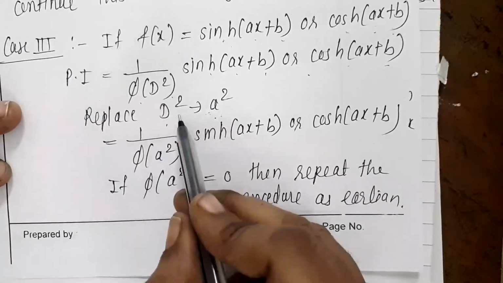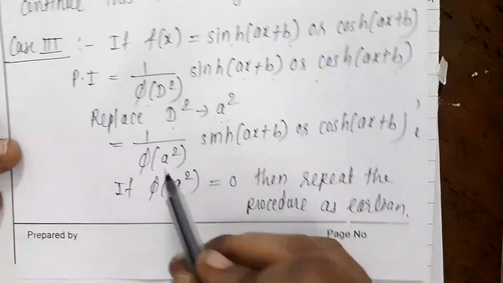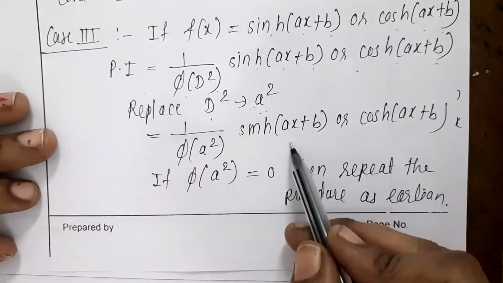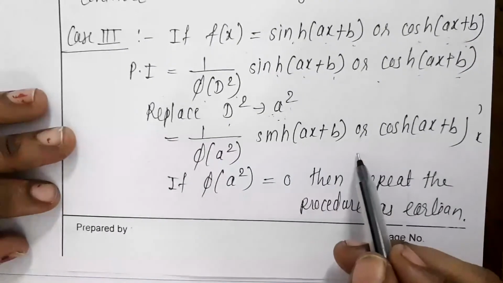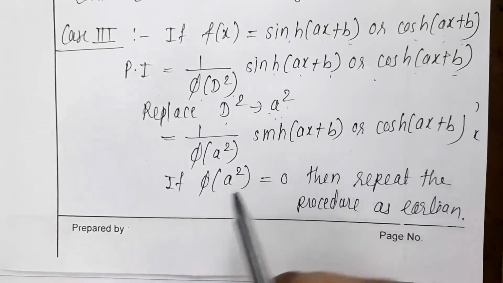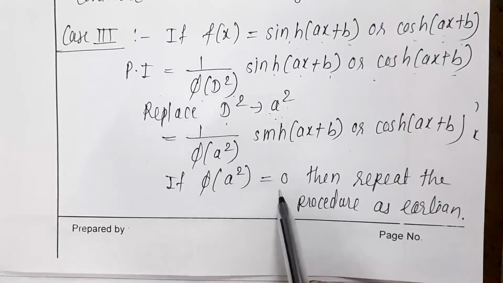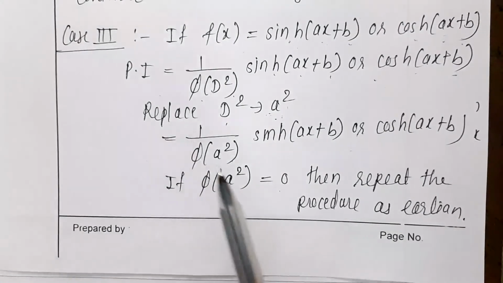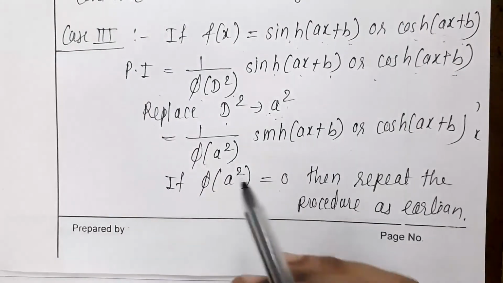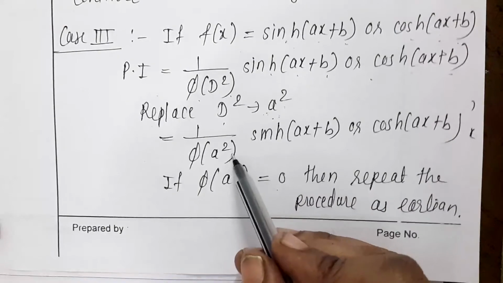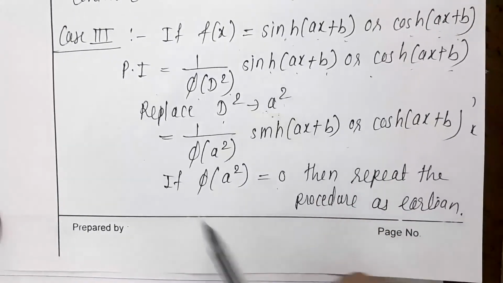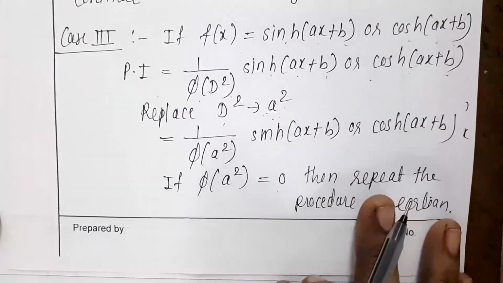We replace D square by a square, so it is 1 upon phi of a square into sinh of ax plus b or cosh of ax plus b. If phi of a square is equal to 0, then multiply it by x and find the derivative of phi of D square. So it is phi dash of D square, and continue this procedure till we get the answer.